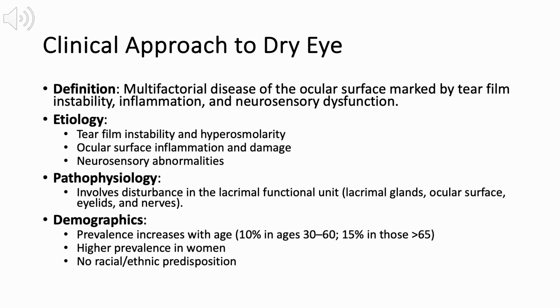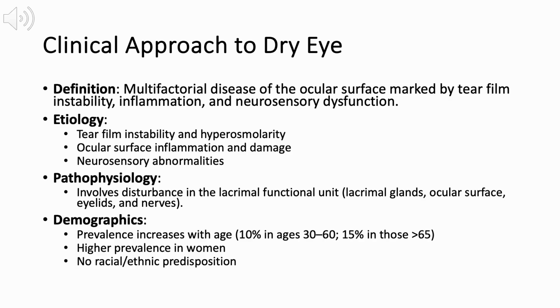Let's change course and begin our discussion on dry eye. Dry eye is a multifactorial disease of the ocular surface, characterized by tear film instability, inflammation, and neurosensory dysfunction. Its etiology includes tear film instability and hyperosmolarity, ocular surface inflammation and damage, as well as neurosensory abnormalities.